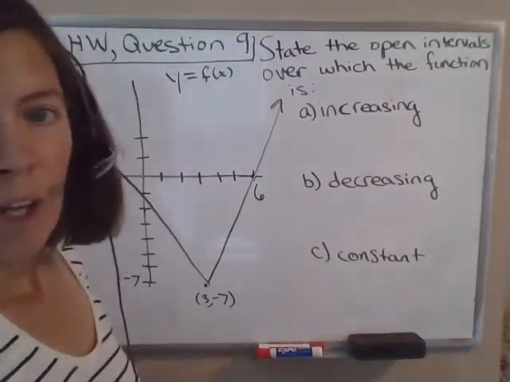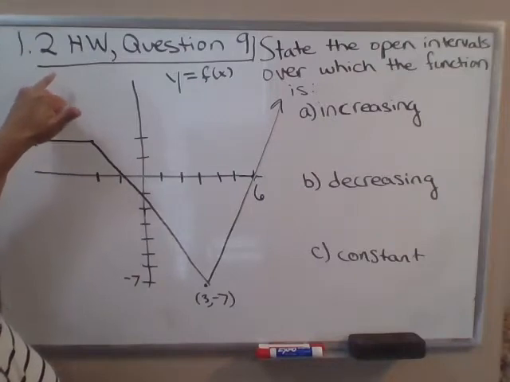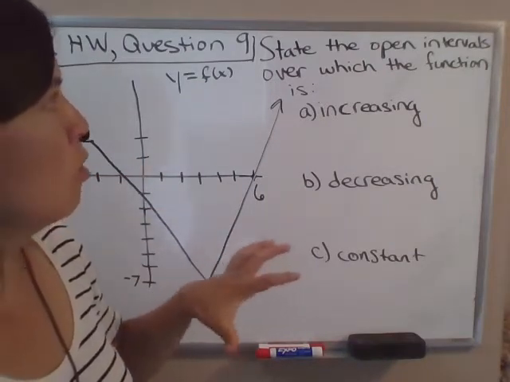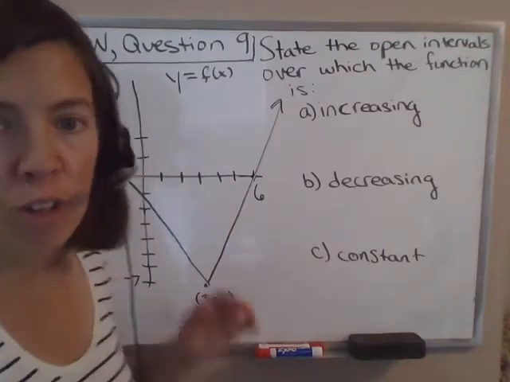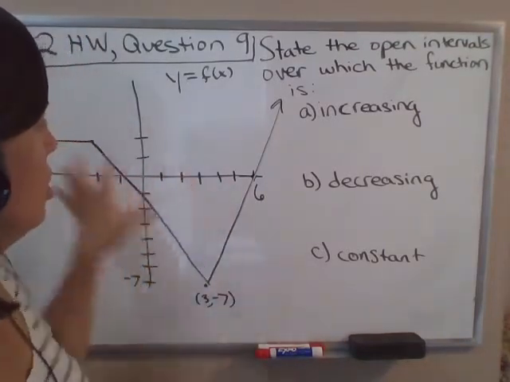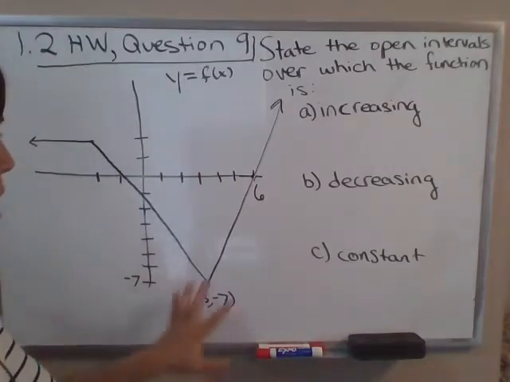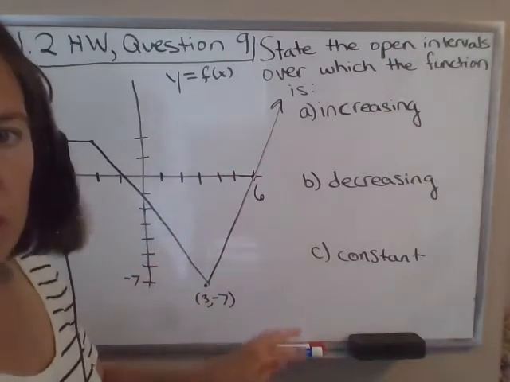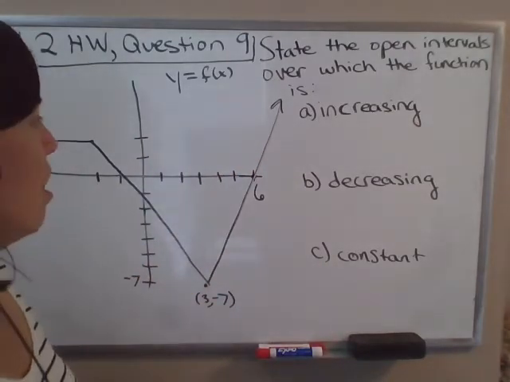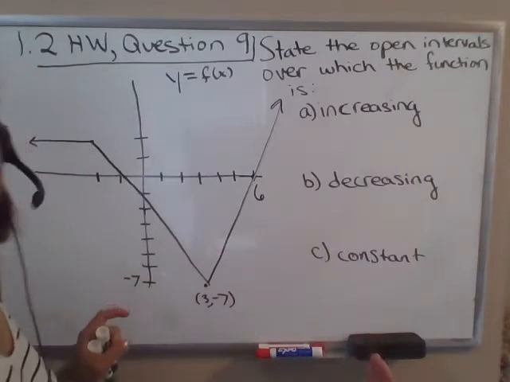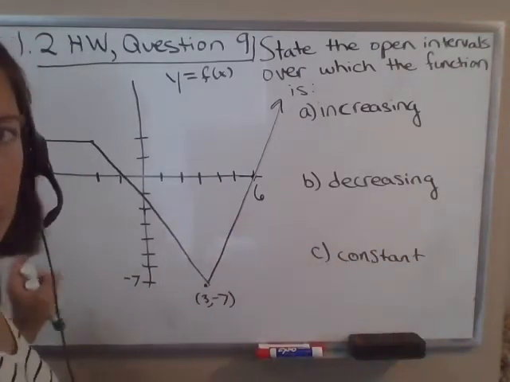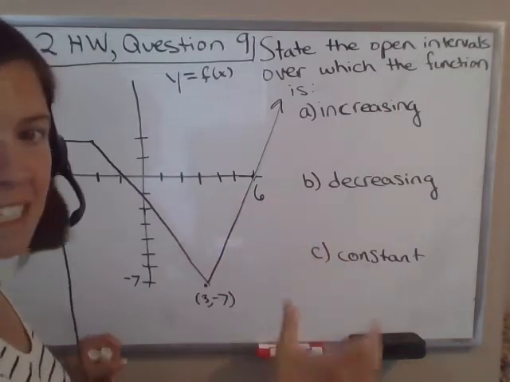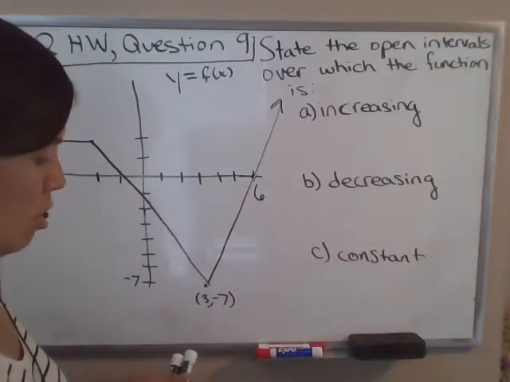So in this video, I wanted to help out with section 1.2 homework question 9. The question is asking about finding open intervals over which this function, whose graph is here, it looks like some kind of piecewise function, is increasing, decreasing, and when is it constant. Now, looking at the graph, determining where it's increasing and decreasing, that part's not so difficult. But giving the answer the way we need to state it, that's the trickier part here.